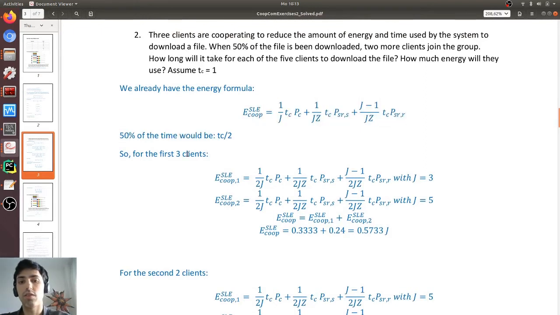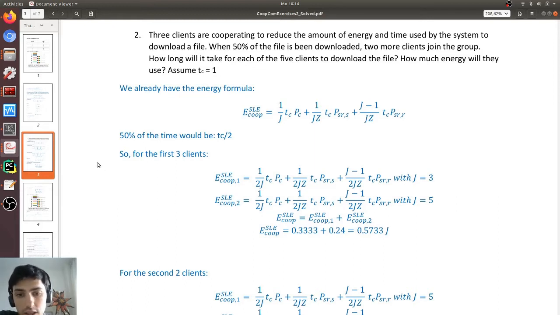So let's go to the first 3 clients. We get this formula, and we get T sub C divided by 2, which is the first time for the cellular network, for the sending in the short range and for the receiving in the short range. This with value J equals 3, and this with value J equals 5. And then of course this is the addition of both energies, so we see that the energy consumption is going to be 0.57 joules.